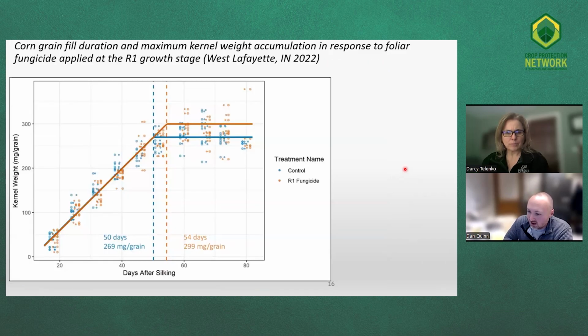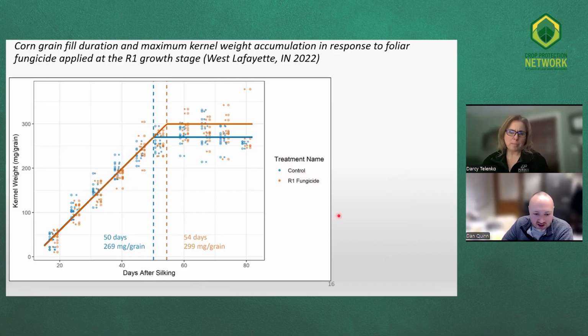So I'll jump right in and show some of the data, the grain fill duration and kernel weight data. This was from West Lafayette in 2022. You can see we have kernel dry weight here. So this is dry weight in milligrams per individual kernel on the left-hand side. And then we have days after silking, or days after that R1 growth stage. So you can see we started sampling about 2 weeks after silking. Blue is without R1 fungicide, red is with the R1 fungicide.